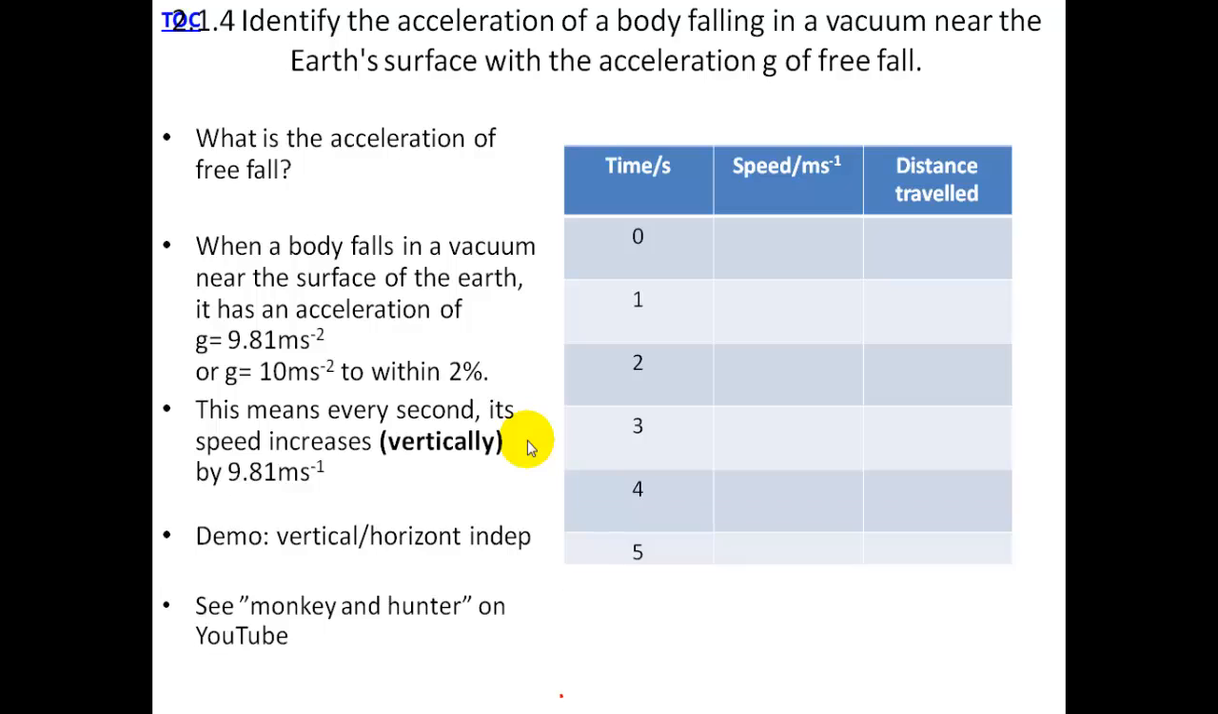So here we have a way of looking at acceleration. The speed to start with is 0. After 1 second it's going to be roughly 10 meters per second. The next second it goes another 10 meters per second. The next second it goes another 10 meters per second. So you see that for every second it gets 10 meters per second faster. So in other words, acceleration is 10 meters per second per second.